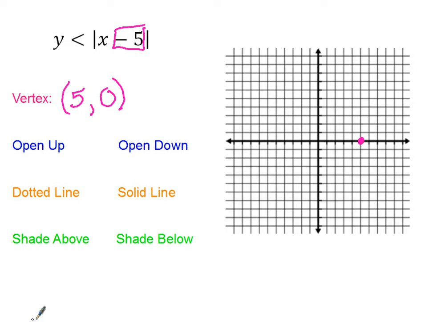Next, determine if our absolute value function is going to open up or down. Look at the symbol in front of the absolute value portion. There's no symbol there, so that means it's positive, and we're going to open up. And again, that has this general shape.